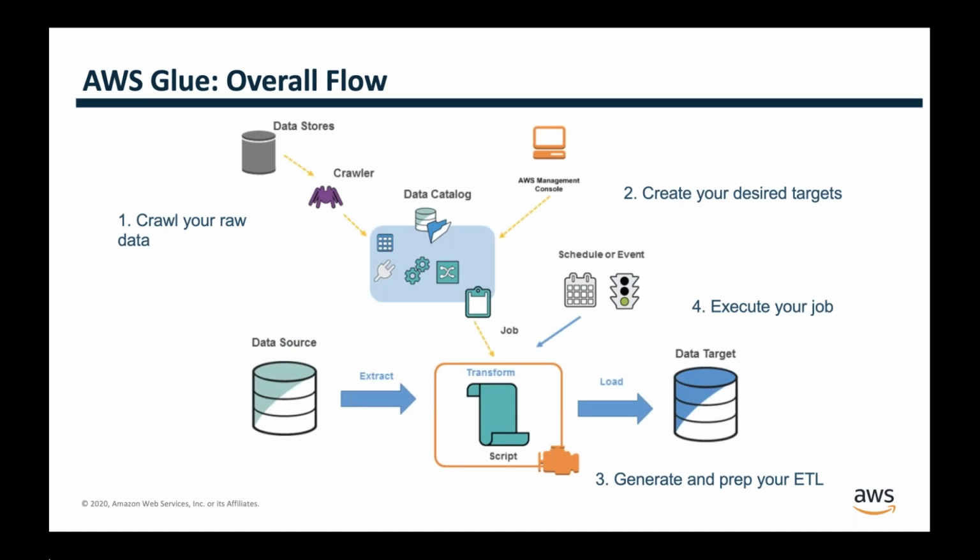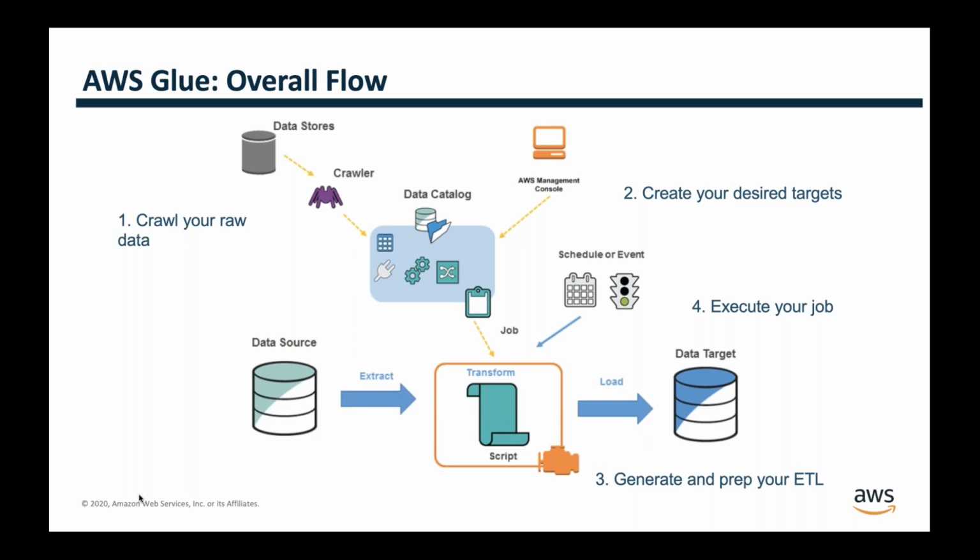So this is what an end-to-end Glue workflow might look like. Starting with a data store. Let's say that is a MySQL database on RDS. So step one is always to crawl the data. A Glue crawler can be kicked off to go parse the data in that database and generate schemas in the data catalog.